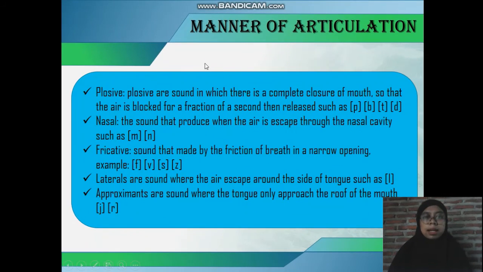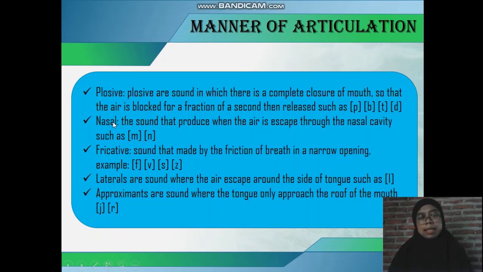And the next classification is manner of articulation. There are plosives, for example, P, B, T, D. Plosives are sounds in which there is a complete closure of the mouth, so that the air is blocked for a fraction of a second, then released, such as in P, B, T, D, like I said before.